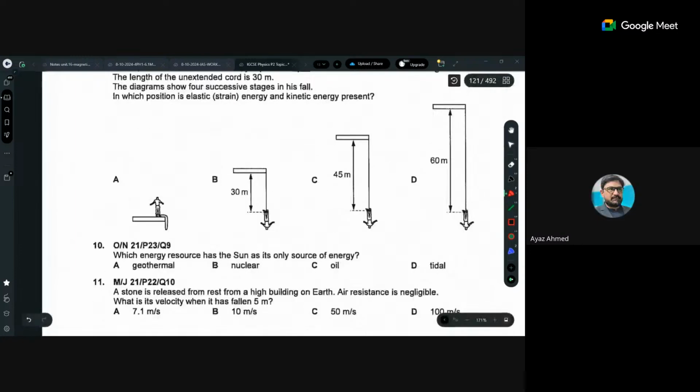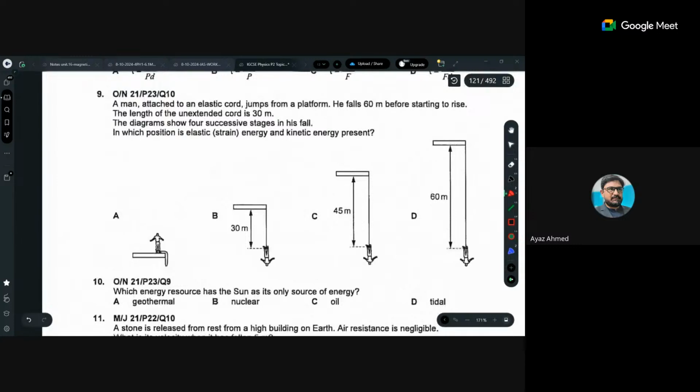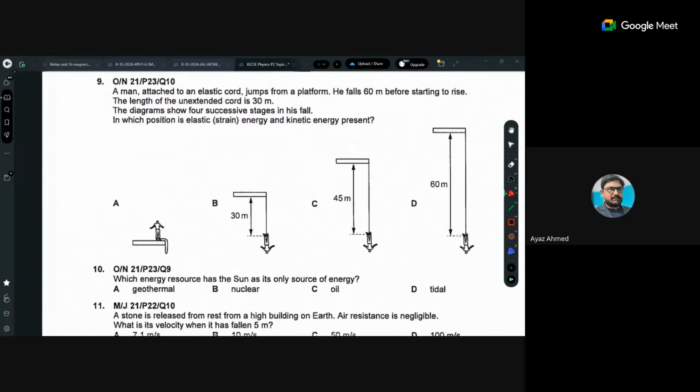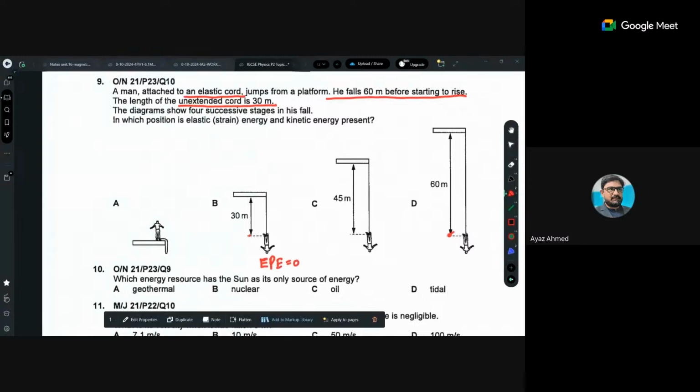Yes, sir. Okay, this is the last question I wanted to discuss with you. The question is related to a bungee jumper attached to an elastic cord, who jumps from the platform and falls 60 meters before starting to rise again. The unextended length is 30 meters. At 30 meters it has no extension, so till that point, the elastic potential energy is zero.